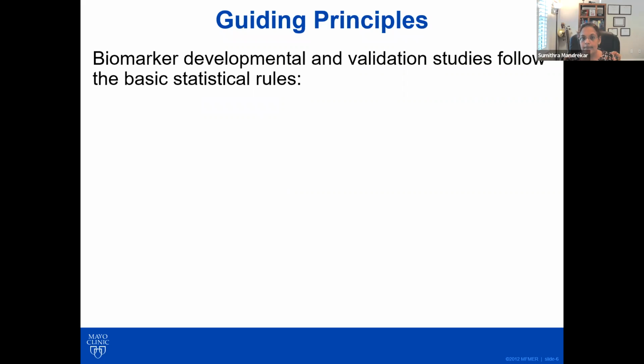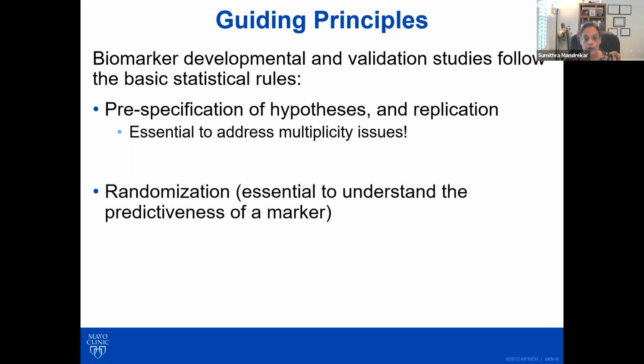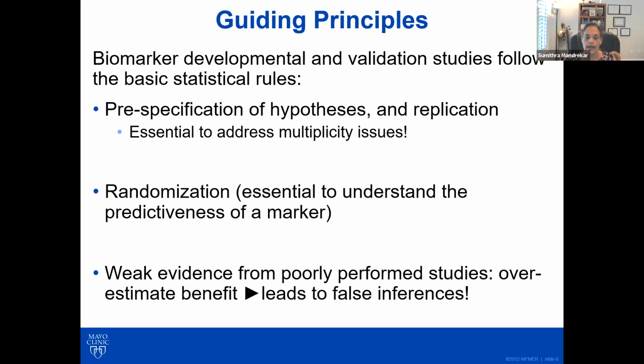So it follows the same basic principles as our guiding principles for any statistical hypothesis and development. They should follow pre-specification of hypotheses and replication so that you address multiplicity issues. They should have properly randomized studies so you truly understand whether the marker is predictive or not. Otherwise, you have a number of biomarker studies constantly published in the literature, some of them poorly performed. They overestimate the benefit, and of course, it leads to false inferences.